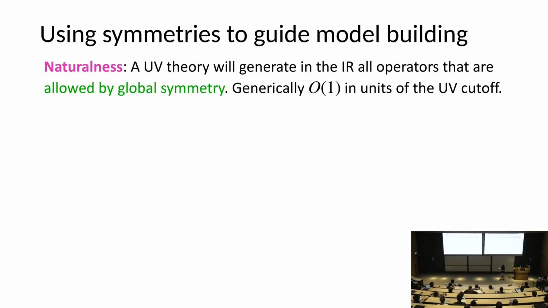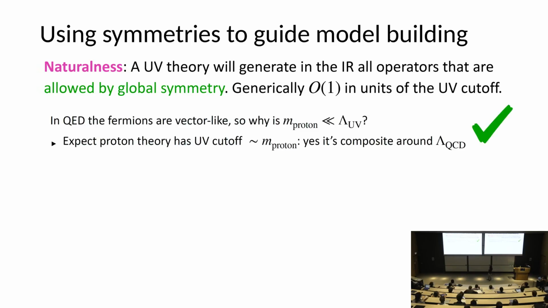Okay, now what does that look like in some particle physics example? Well, let's go to the far infrared of the universe in QED. There, the proton is a vector-like fermion. And we can ask, why is the mass of the proton so far below some UV scale, maybe the Planck scale? Well, this principle of naturalness would tell us that the proton mass should be order 1 in units of the UV cutoff. And indeed, as you know, the proton is actually a composite fermion with a mass around the dynamical scale of QCD. Great.